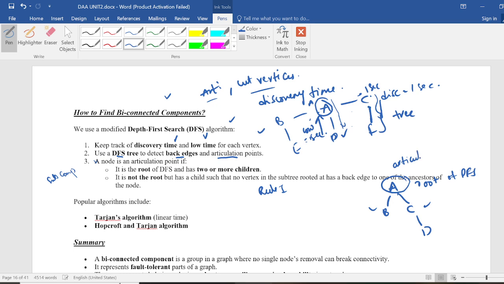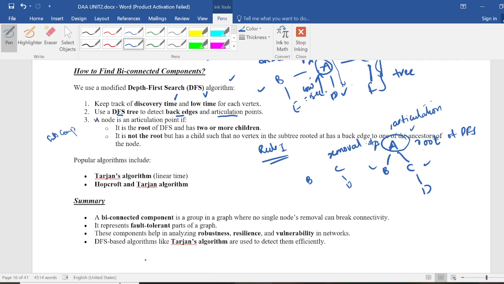Because removal of A breaks the graph into two subgraphs. If A is removed, what happens? It is divided into the B and C to D subgraphs. Then A becomes the articulation point. The root of DFS is an articulation point. Thumb rule 1. Okay.